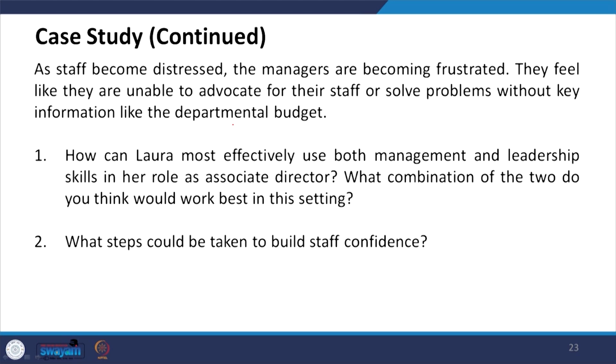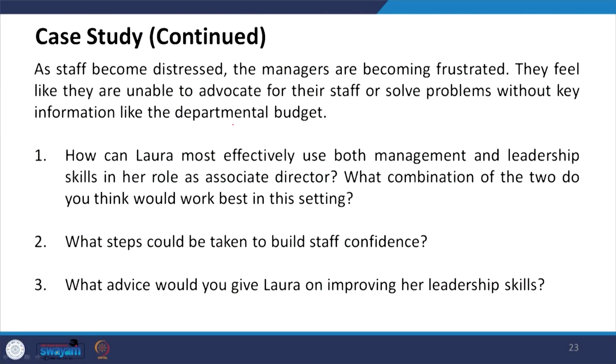Because the staff has become distressed and frustrated, they feel they are unable to advocate for their staff or solve the problems without key information like the department budget. So what steps could be taken to build the staff's confidence? Because the staff is feeling dejected and demotivated, and whether these leadership skills in a role as associate director, and management also, she has to take certain actions.